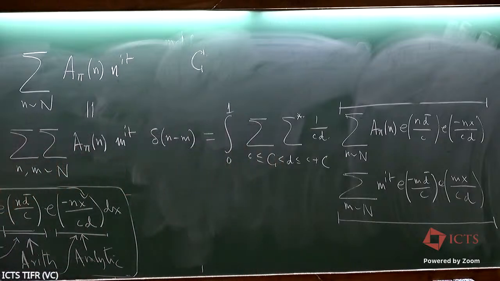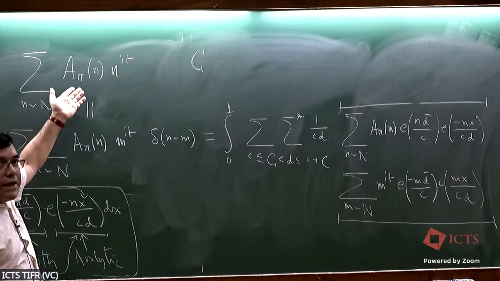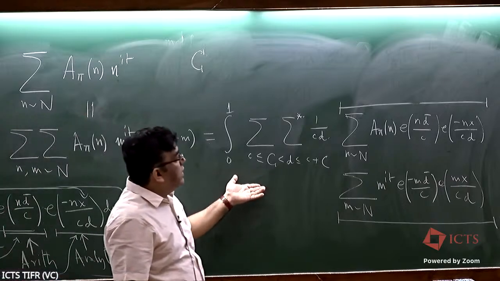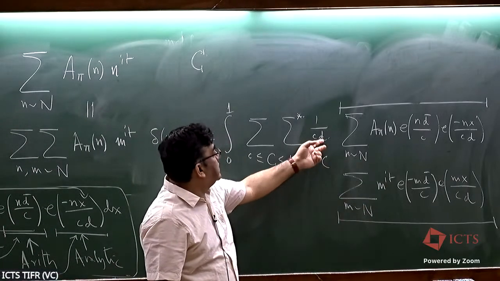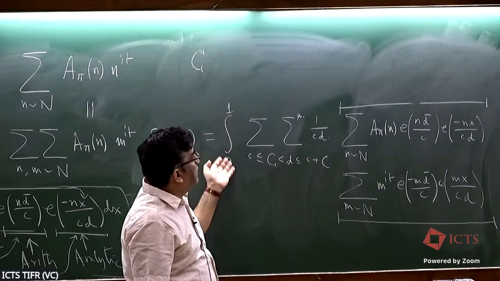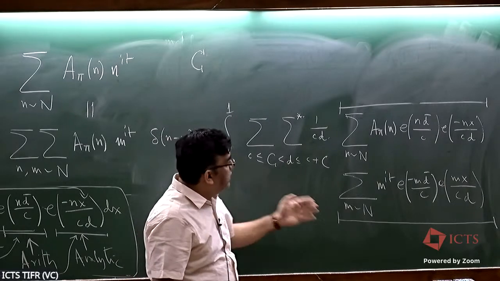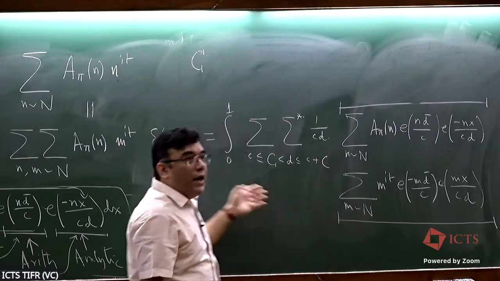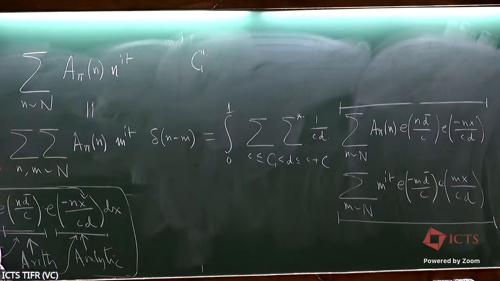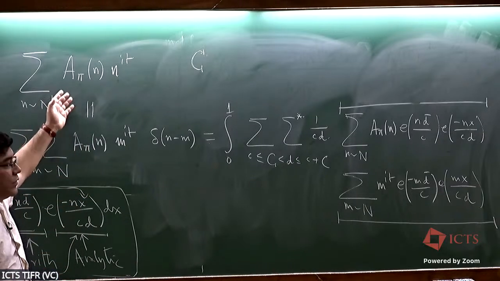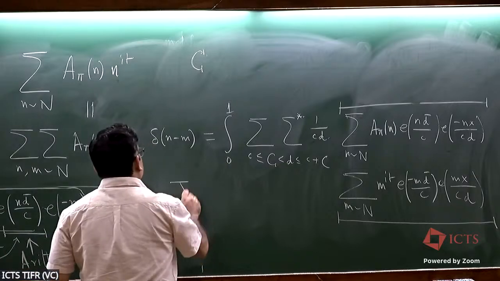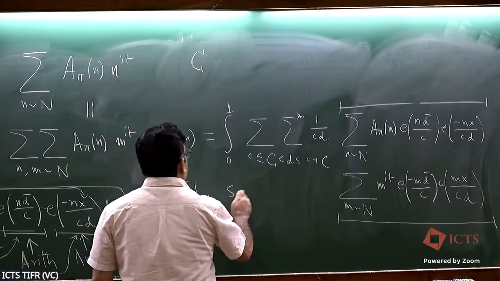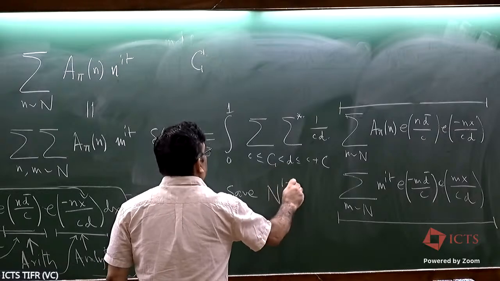What is the price that I have paid? The price is that I have introduced an extra sum. Whereas here my trivial bound was N, my trivial bound over here is N squared. Okay, this CD balances this sum. This is some integral from 0 to 1, so it's balanced. So my trivial bound is N squared. So I have to save N, and anything extra beyond N will give you a non-trivial bound. Okay? So my job over here is to save N to the power 1 plus something.